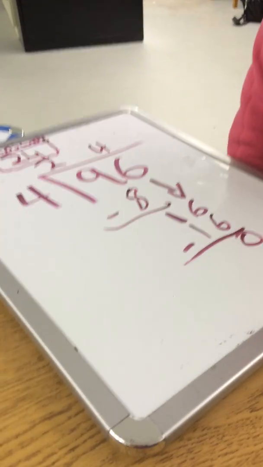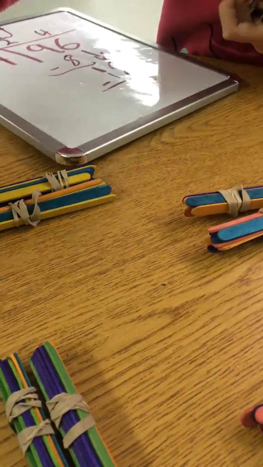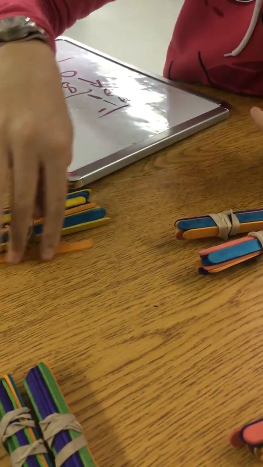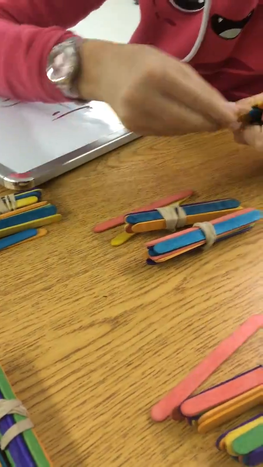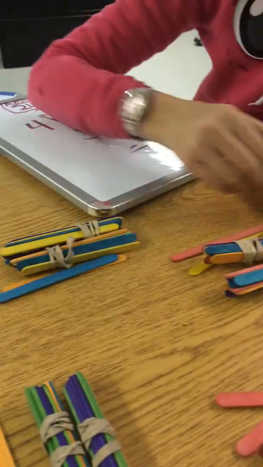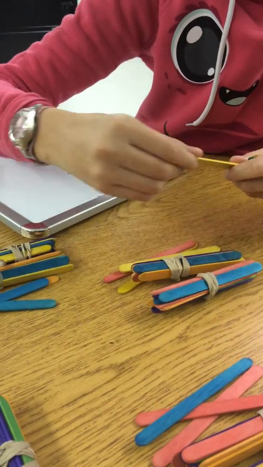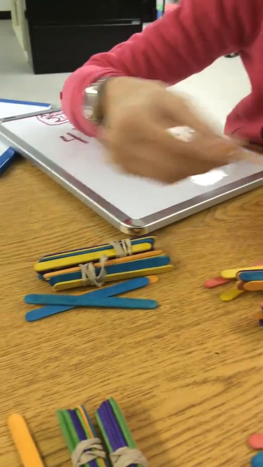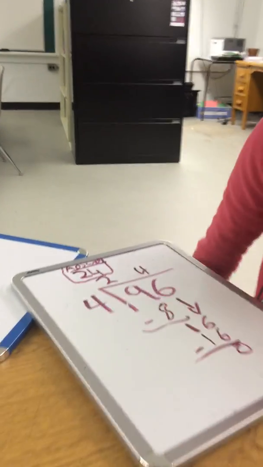16. Where do you see 16 on your board? Right here. Perfect. Okay, now take these 16 and split them into your groups and show me how that works. Perfect. Okay, let's look at your board again.